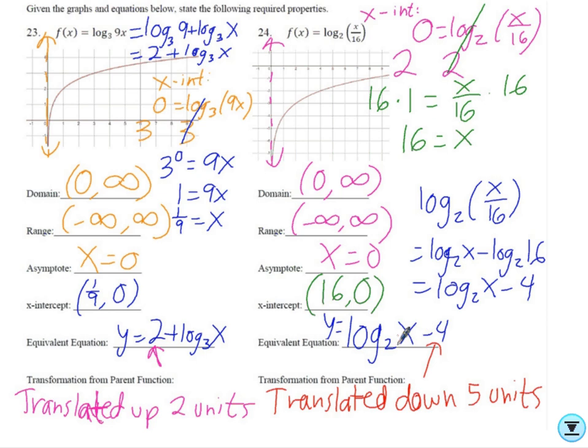And then for my transformation, because we've subtracted 4, that means we're going down 5 units. So again, here, because I've added 2, that was up 2 units. Here, minus 4, down. Oh, sorry, there's a typo there. It should have been down 4 units. Down 4 units. I apologize. Subtracting 4, so I went down 4. Okay.